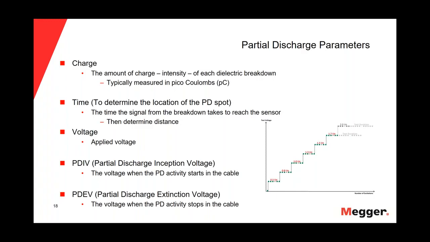We will also measure the voltage, the applied voltage. We know that there is a dependency of the partial discharge with respect to the voltage. For instance, if we start to see PD activity at 0.8 U0 in the partial discharge measurement, and we increase the voltage, then the level of the partial discharge will increase. So for this reason, it's important to see the relation between the applied voltage and the level of the partial discharge.